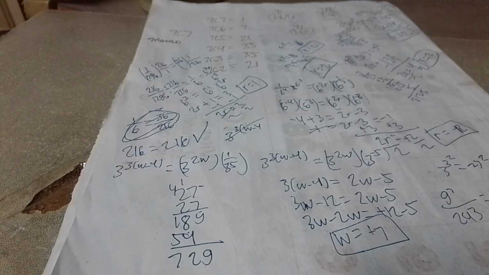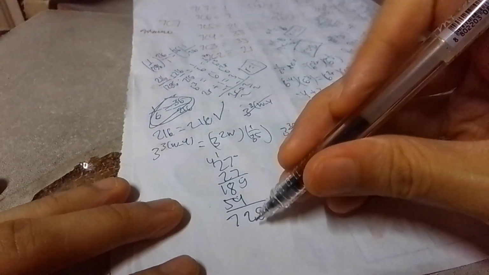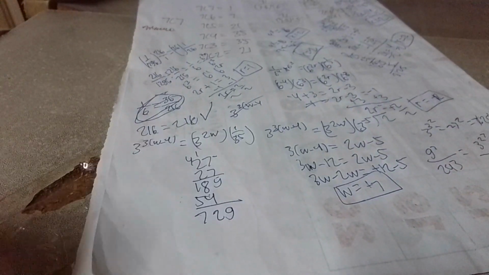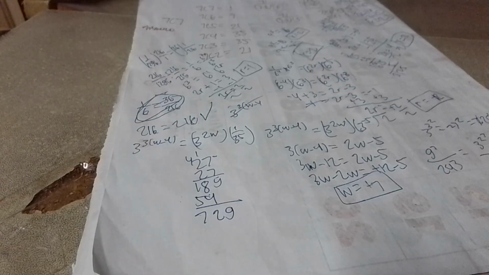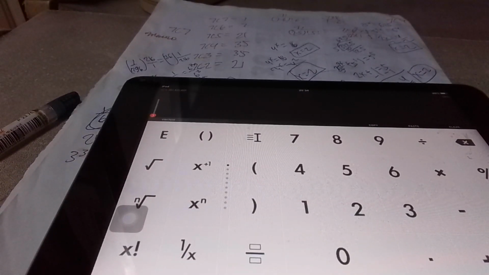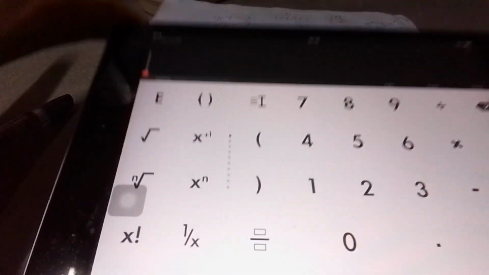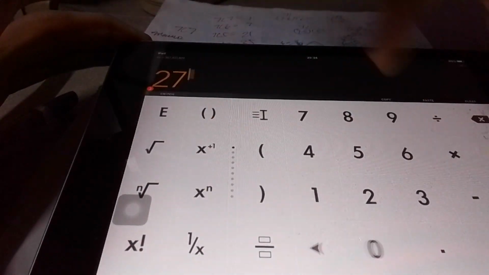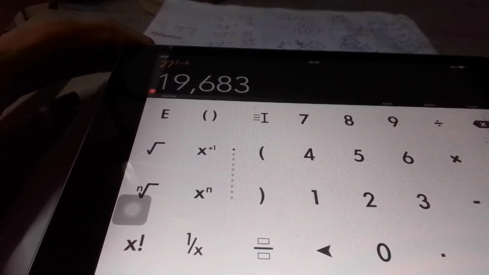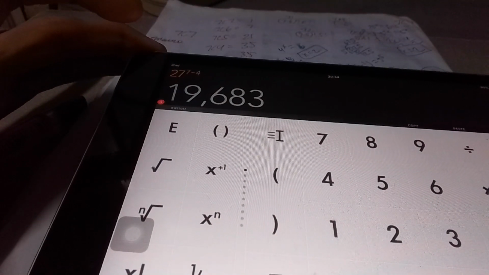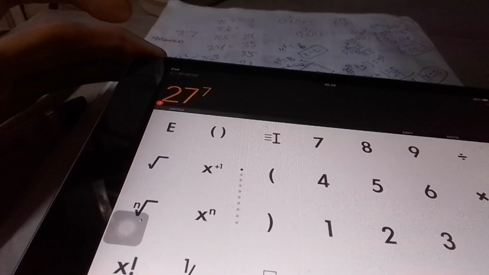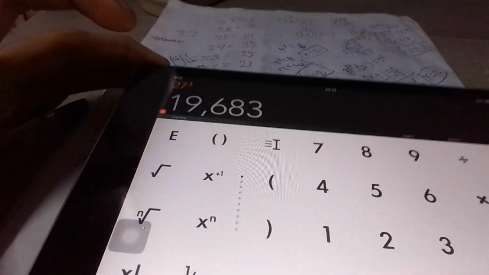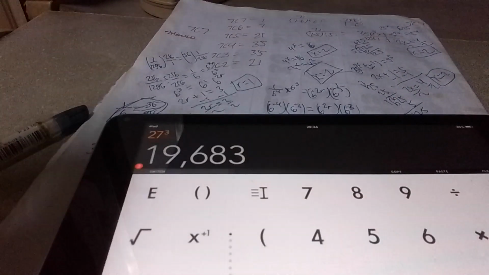So yun lang, kaya that's why nga this 729 here, you still have to multiply it and then you will get some kind of answer like that. Check ko na sa calculator para sure. Okay, there's my calculator. So we type here 27 raised to the 7 minus 4 power, and that's 19,683. If we were to translate that to cubed, that's the answer that we're supposed to get. Nakita mo ba yung answer dito?